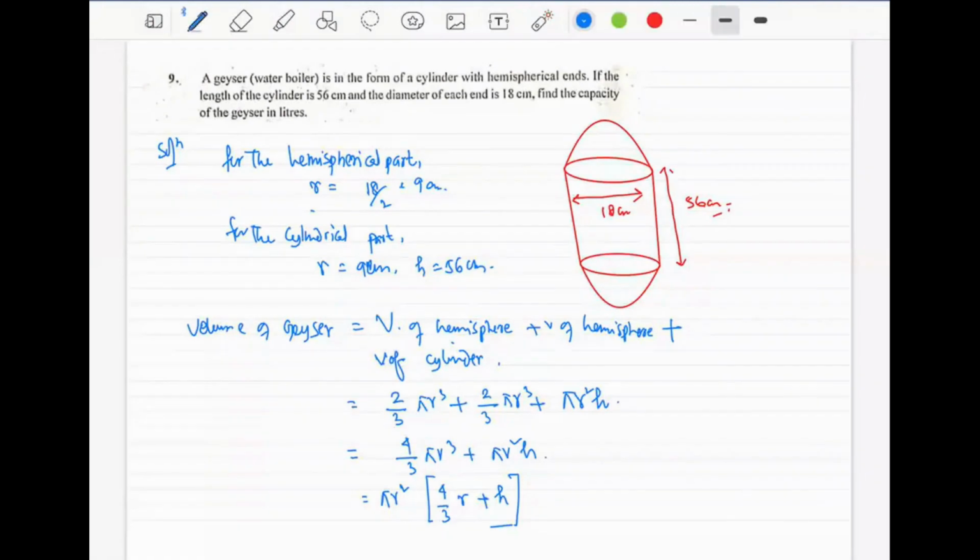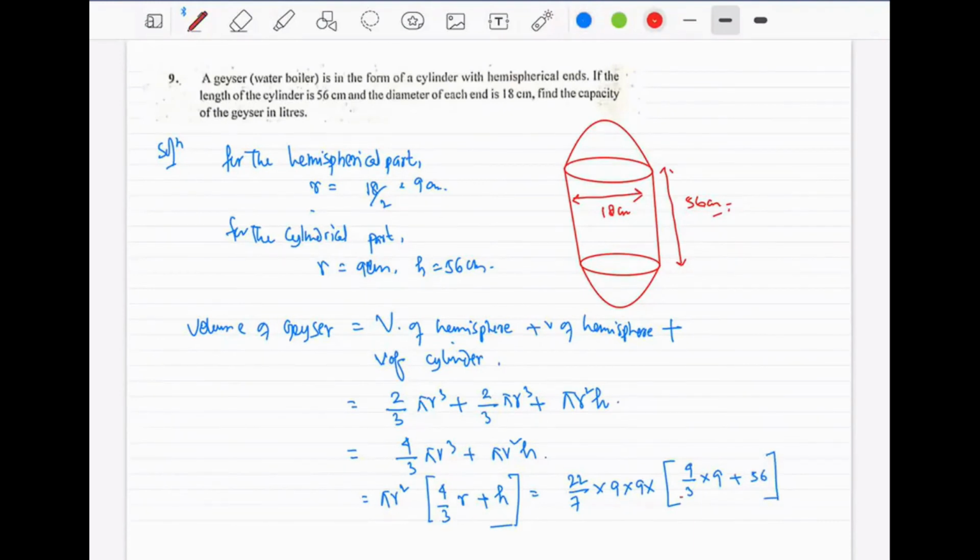Now time to put in the value. Okay, 22 by 7. R is how much? R is 9. And 4 by 3 into 9, plus height is how much? 56. Okay, we will do cancellation.